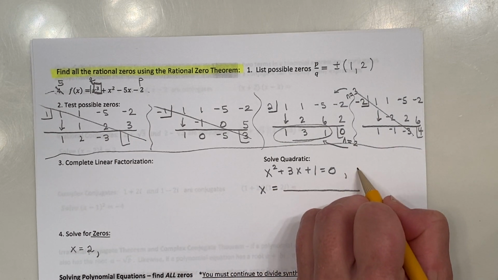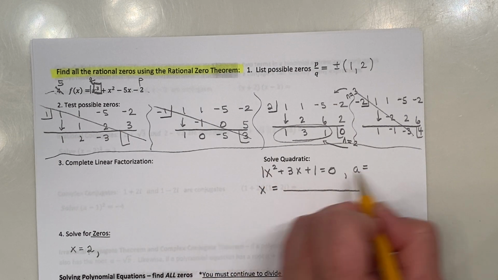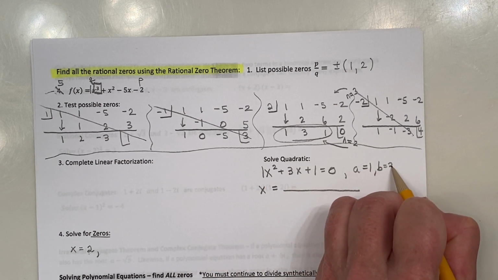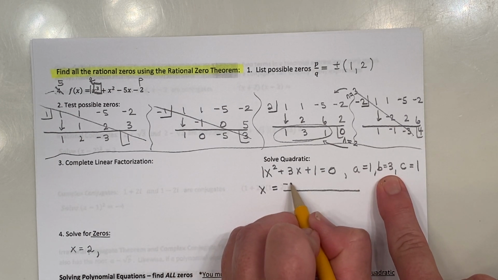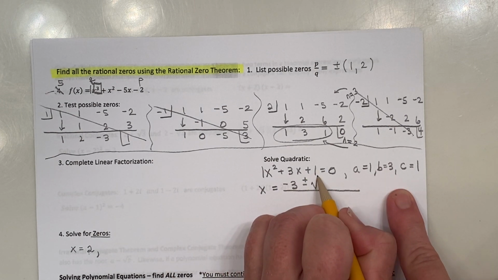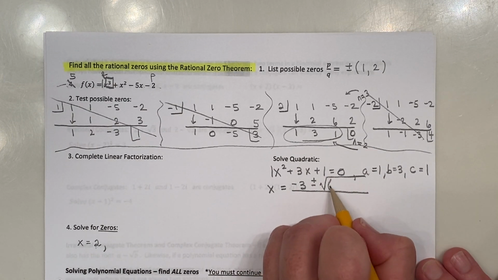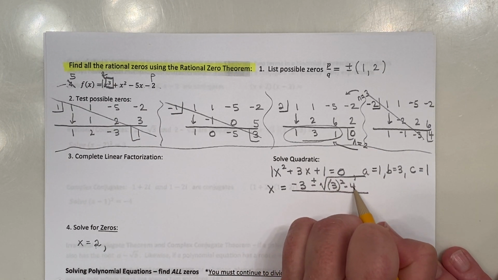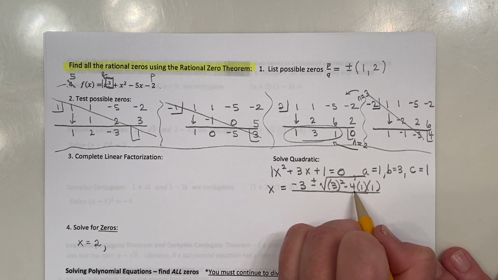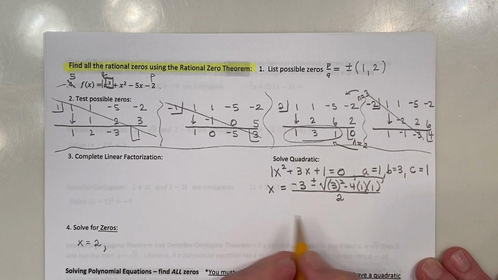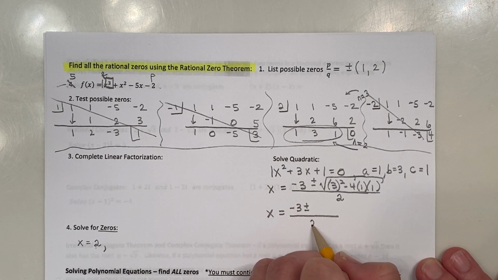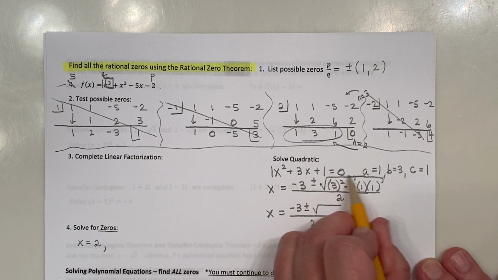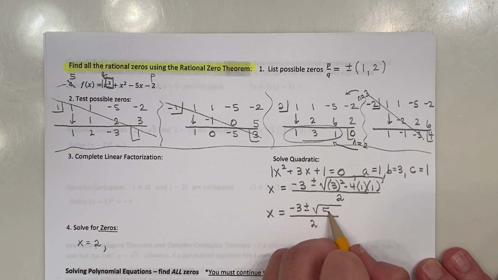So I'll want to make sure I remember that A is 1, B is 3, and C is 1. Quadratic formula is opposite B plus or minus square root of B squared minus 4 times A times C, all over 2 times A. So keep the -3, don't forget the plus minus, and you got the 2 down here. Now we'll focus our attention right here. So this is 9 minus 4, which is 5.